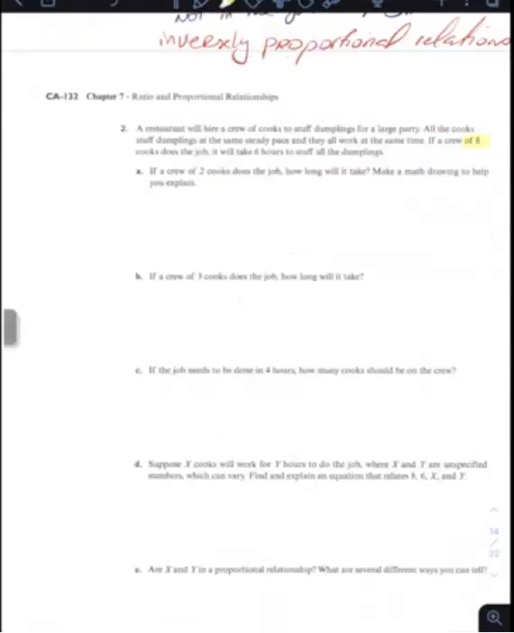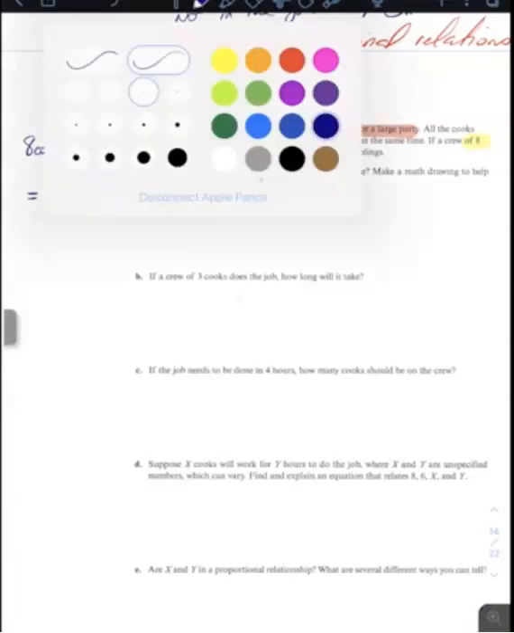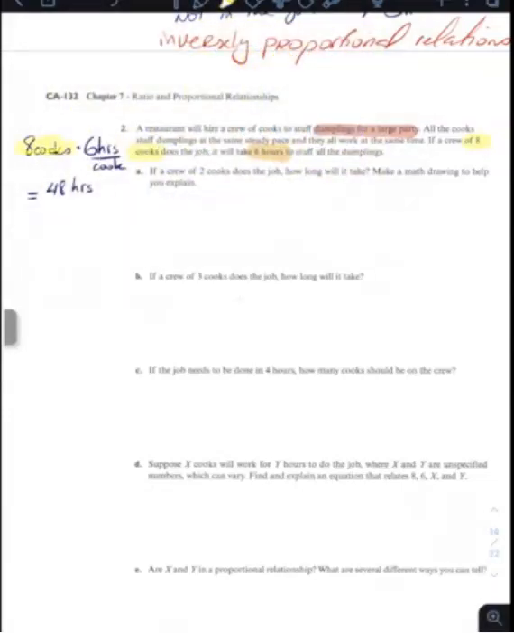So we have 8 cooks doing the job, and it's going to take them 6 hours of stuffing. So if 8 cooks work for 6 hours, they will do the job, right? They will get the job done. So we seem to have that the 8 cooks, for 6 hours per cook, will get the job done. It's a 48-hour job. If you have 8 cooks working 6 hours per cook, you will get the 48-hour job done. So then what do we have here?